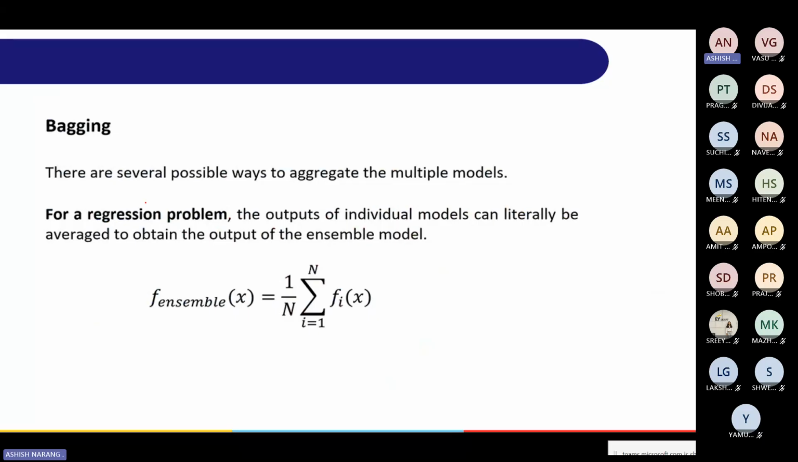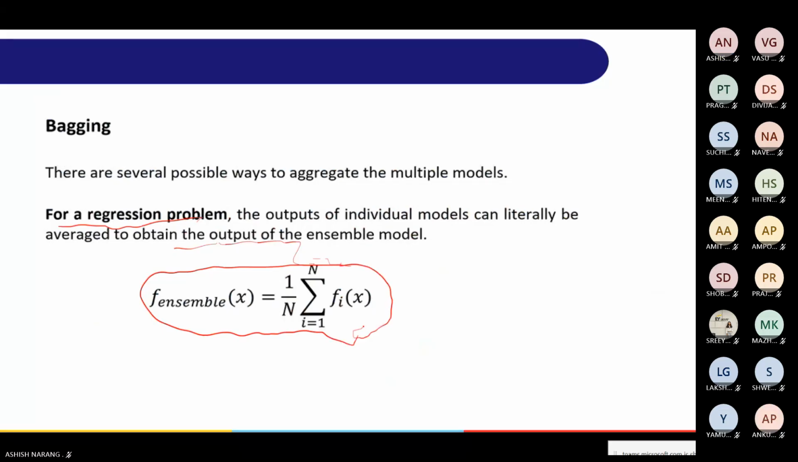Look at this. There are several possible ways to aggregate multiple models for a regression problem. It's clearly mentioned, regression problem, because you are going to get a numeric value. The output of models can literally be averaged to obtain the output of the ensemble model. And this is simply the average formula. First model has given 14, second model has given 16, then 15, then 13. You take an average and see, okay, this is my final output.